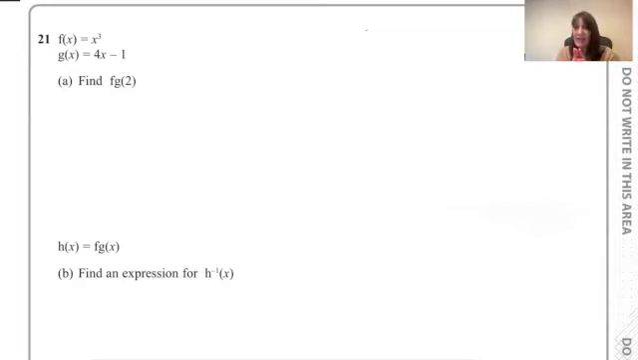So you've got a calculator. Hit pause and press play when you are ready to see the solution.